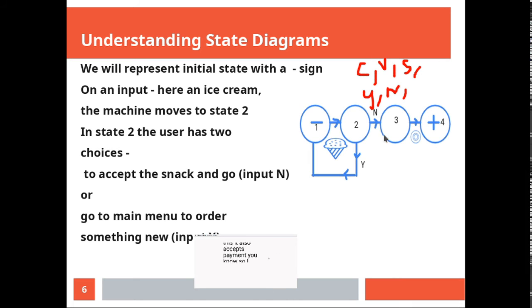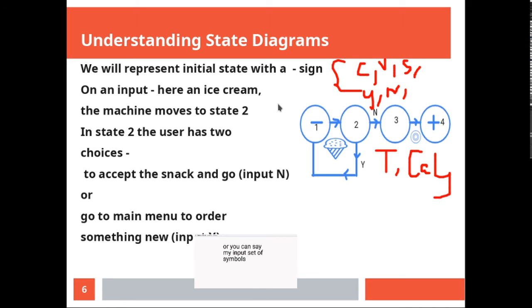So I can say my payment could be a token like this, that is shown over here. So this is a token, or probably you can say a card. Okay, so this machine is accepting a card also. So my input set of symbols, sigma, equals this: cone, veggie sandwich, soft drink, yes or no choices, token, and card. And my set of states is 1, 2, 3, 4, finite.